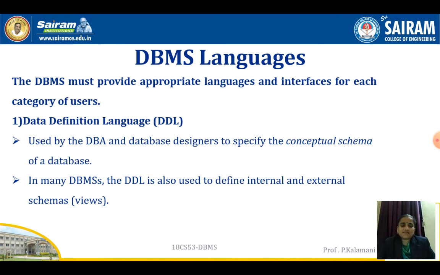Next we will see the various languages and interfaces used in the database management system. The DBMS must provide appropriate languages and interfaces for each category of users. Already we have seen the different types of database users: end users, parametric users, naive users, casual users, sophisticated users, standalone users and so on. So the DBMS has to provide an interface for each type of user. First we will see the different types of DBMS languages.